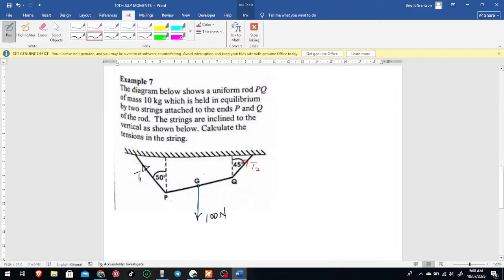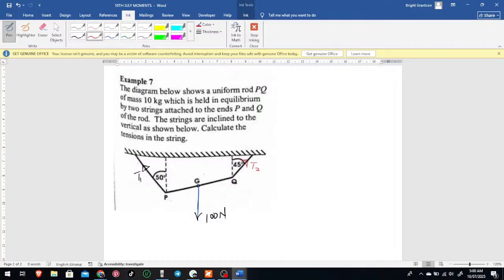Yes, it says calculate. This is a diagram they've given to you, right? The uniform beam of mass. They didn't even give you the length of the beam. Then we should calculate the tensions in the string. Should we try? That's what I'm saying. We are all discussing how to solve such a question.